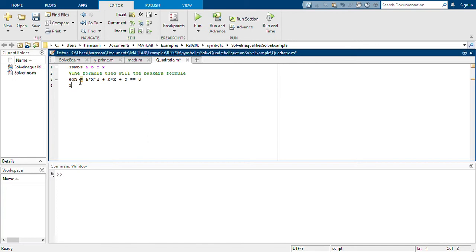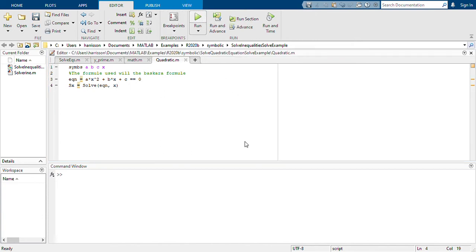So I'm going to define another variable that is the solution of x, sx, and this will be the solve command. I need to put here the equation and say which variable I want to solve for. Here I'm solving this equation for x. So let's run the program to see what is the result. I need to add it to the path.